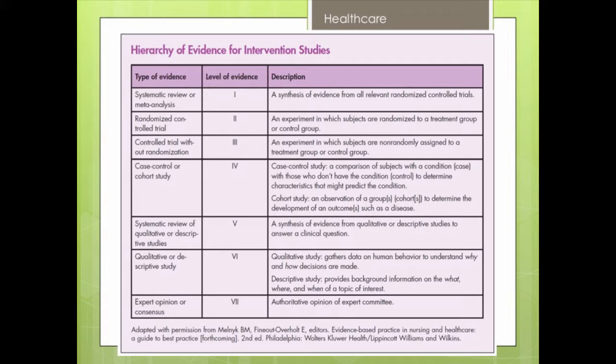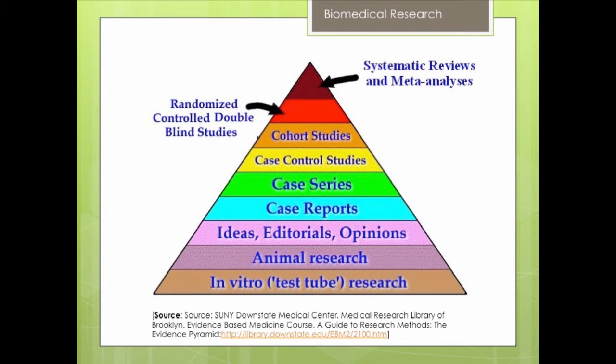Then we get into the more specific types, almost moving into experimental: case-controlled and cohort studies, controlled trials, randomized trials, and then finally a systematic review or meta-analysis, which would review all of those case studies. So this is an example of one I found in healthcare. Here's one more specific to biomedical research, and the way they've structured it, systematic reviews and meta-analysis pretty much are always at the top, because it really is an analysis of an analysis.